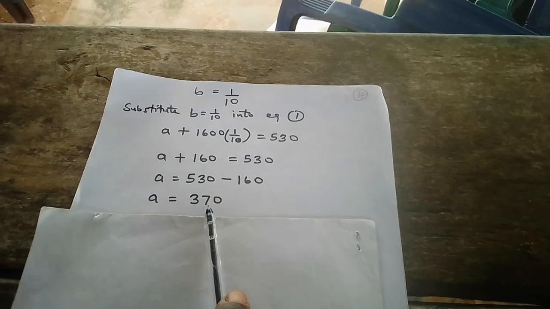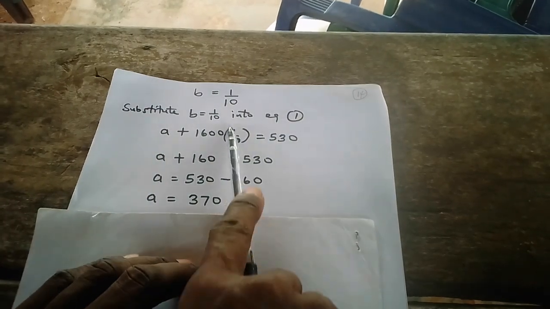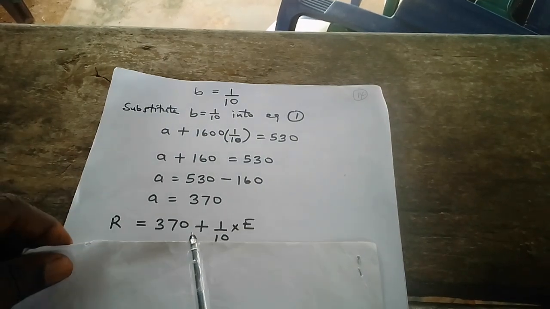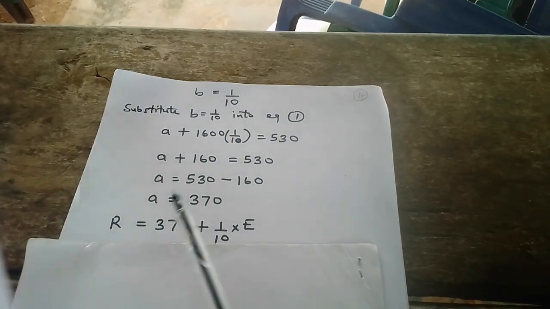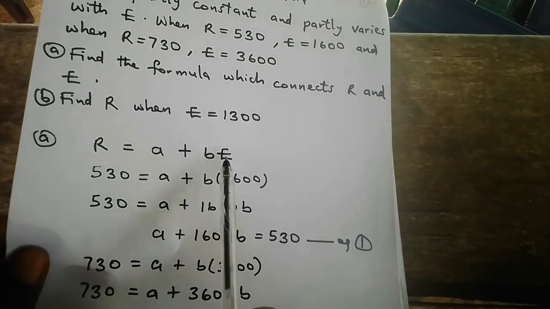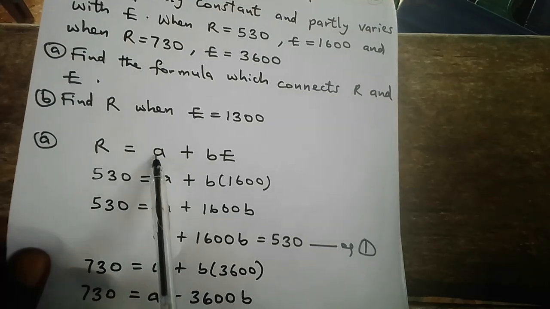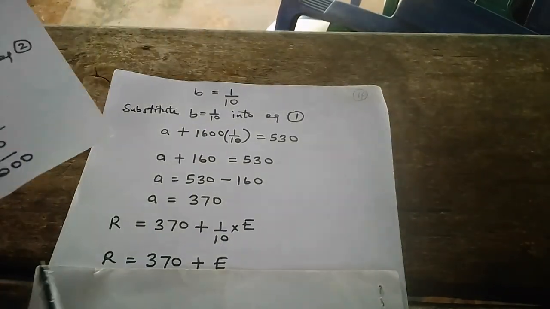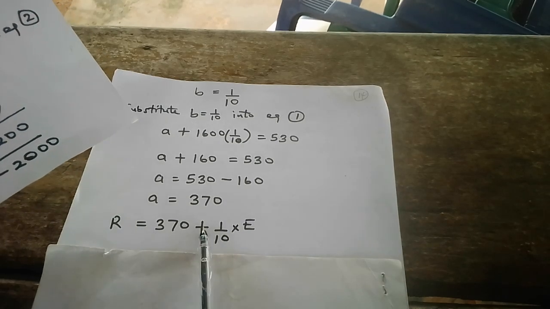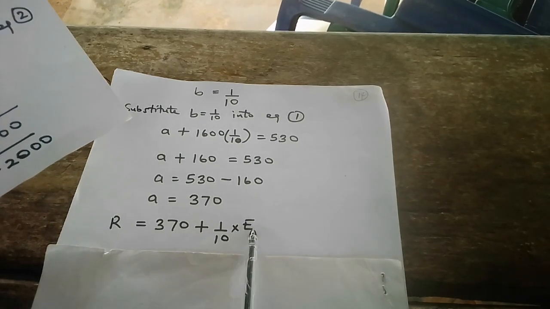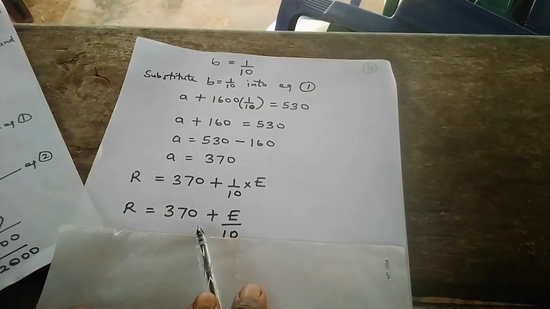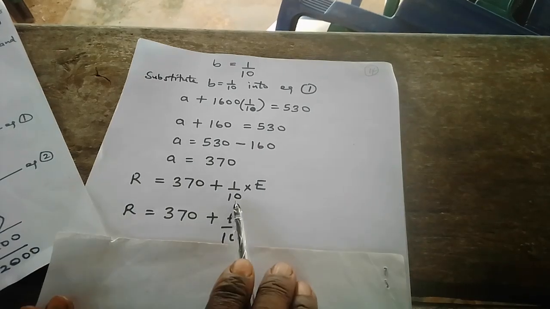So we've got the value for A to be 370 and B to be 1/10. Now you substitute it back into the very equation R equals A plus B times E. Since you know the values of A and B, you substitute. So that means R equals A, which is 370, plus B, which is 1/10, times E. So R will be equal to 370 plus E/10.